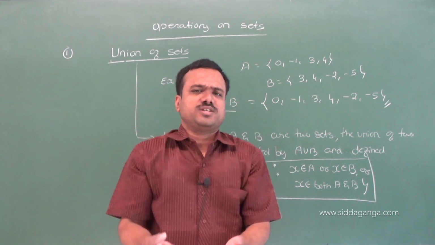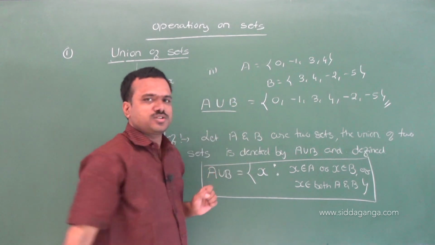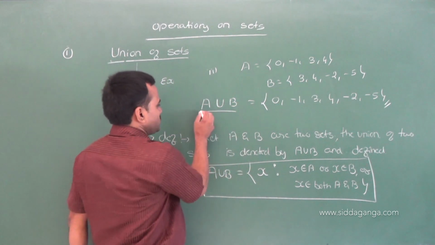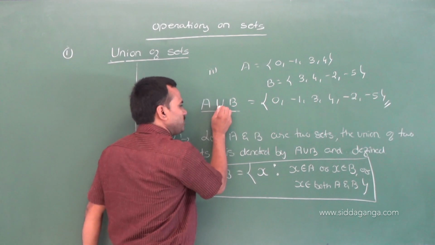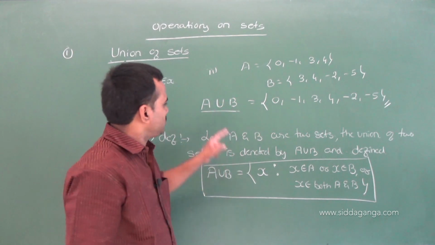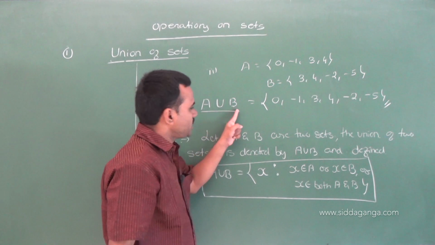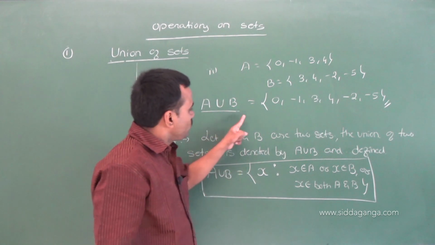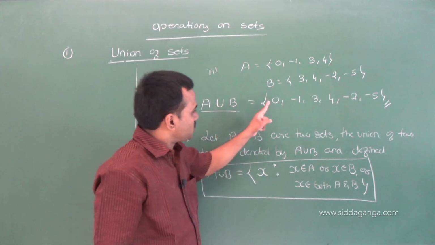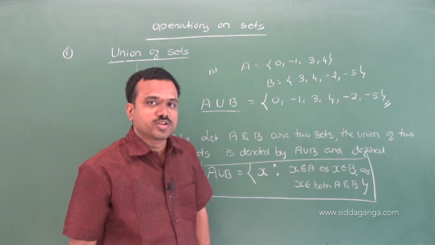Or union of three sets. Firstly we take only two sets. Union of two sets is denoted by A ∪ B. We read it as A union B. So A union B is also a set.